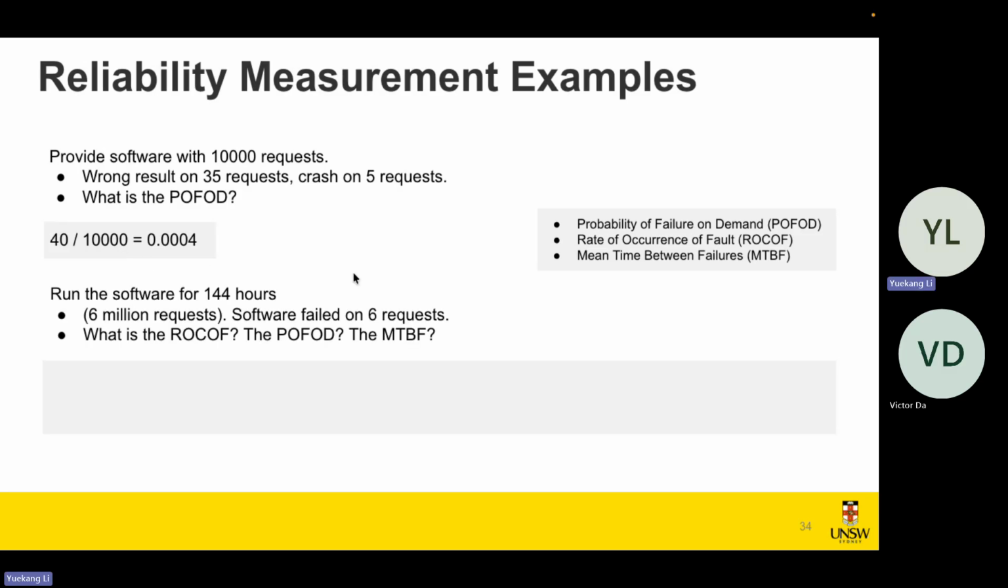And let's assume that we run this software for 144 hours, which is like 6 days, 24 times 6. And during this period, we have 6 million requests, and the software failed on 6 requests. So what is the rate of occurrence of fault?